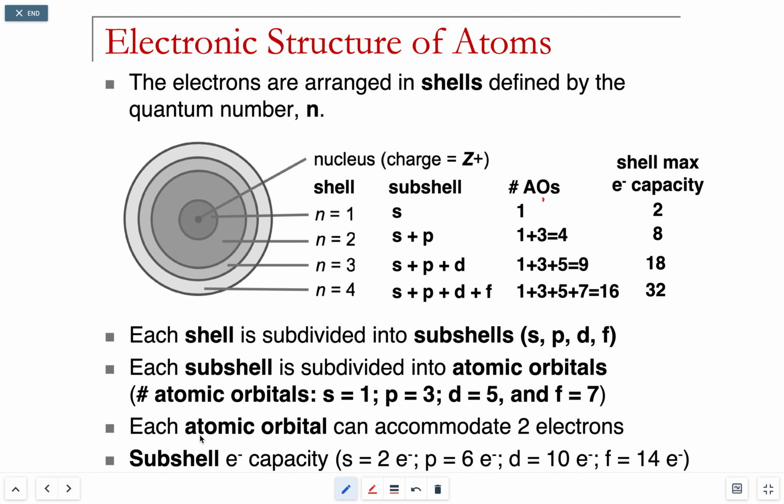All right, now one other thing that we can talk about is the electron capacity for each subshell. An s orbital can hold 2 electrons. Since there are 3 p orbitals, 3 times 2 is 6. 5 d orbitals can hold 10 electrons total, and 7 f orbitals can hold 14.